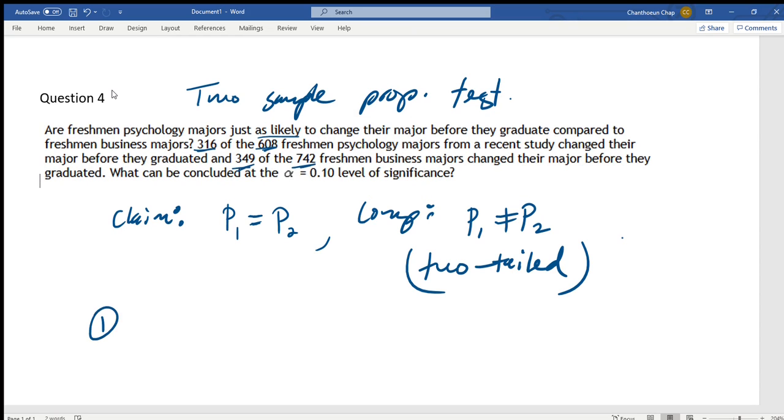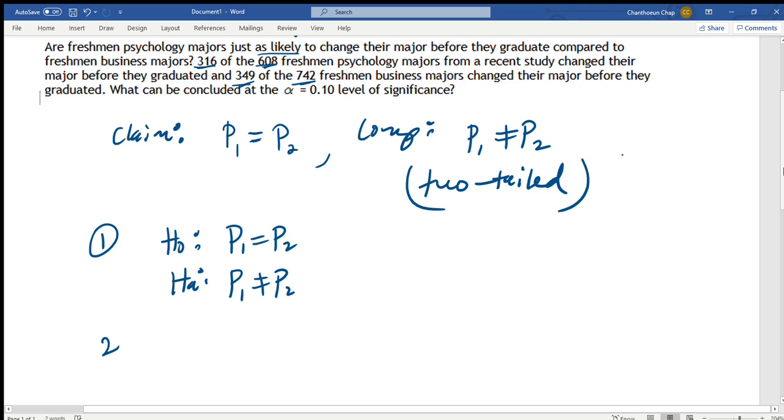Step 1, we'll state the null and alternative hypothesis. The null hypothesis is P1 equals P2. It's always the one with the equal symbol. HA is P1 not equals P2. In step 2, we'll state alpha. Alpha is equal to 0.10.